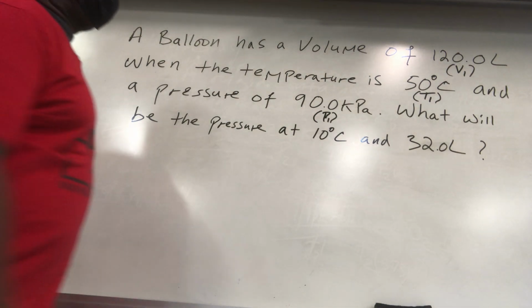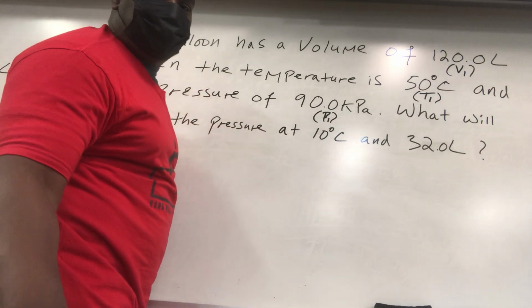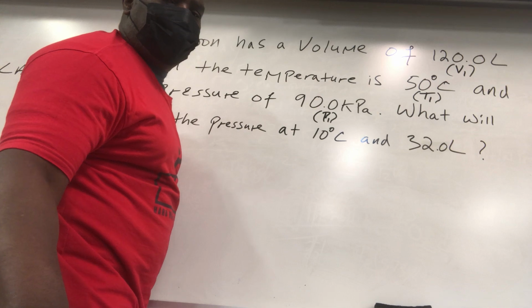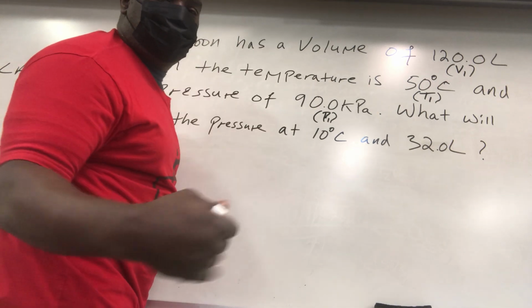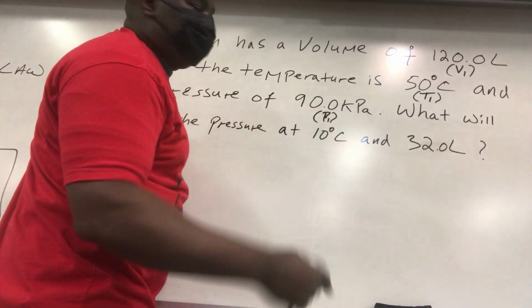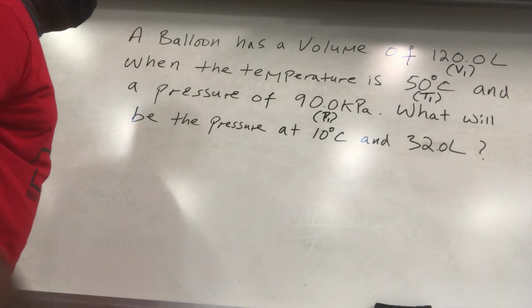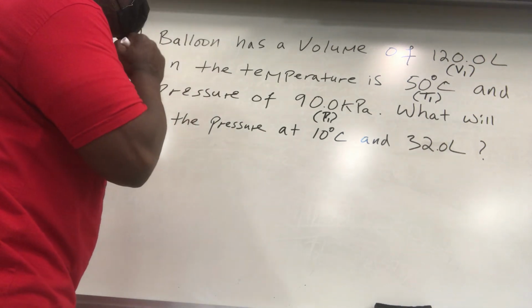Now guys, these are exaggerated numbers. 90 kPa is a really crazy pressure because our normal atmospheric pressure is 101.3. It's fine, never mind. I was thinking about 1 atmosphere, my bad. So 90 kPa is fine. It's a little less than 1 atmosphere. Okay, so moving on.